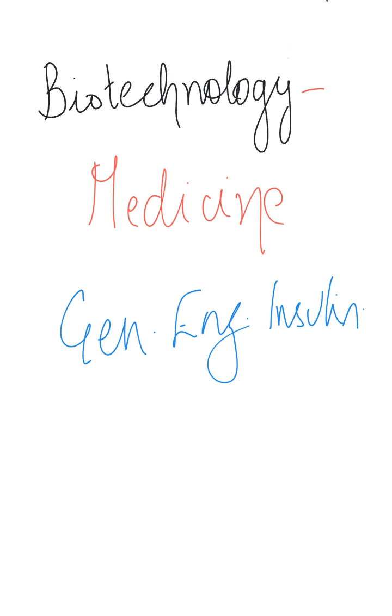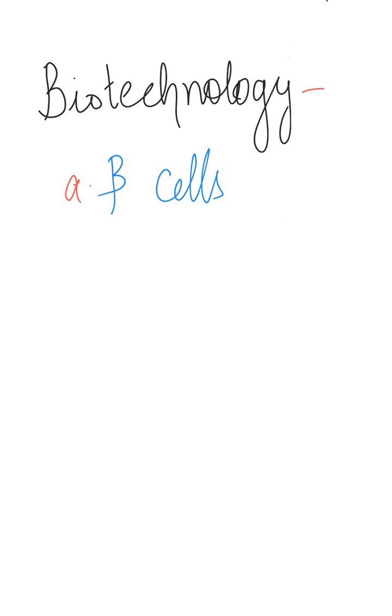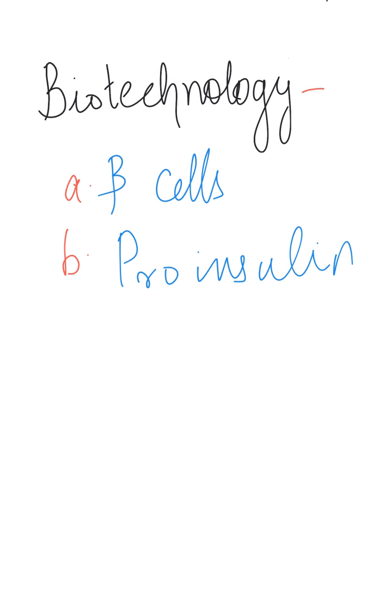Before we talk about the details of production of this genetically engineered insulin, let us first understand the basic structure of normal human insulin produced in our body. Insulin is produced in beta cells of islets of Langerhans, which is in pancreas. It is synthesized in the form of proinsulin or proenzyme. What is proinsulin? It is the inactive form of insulin.